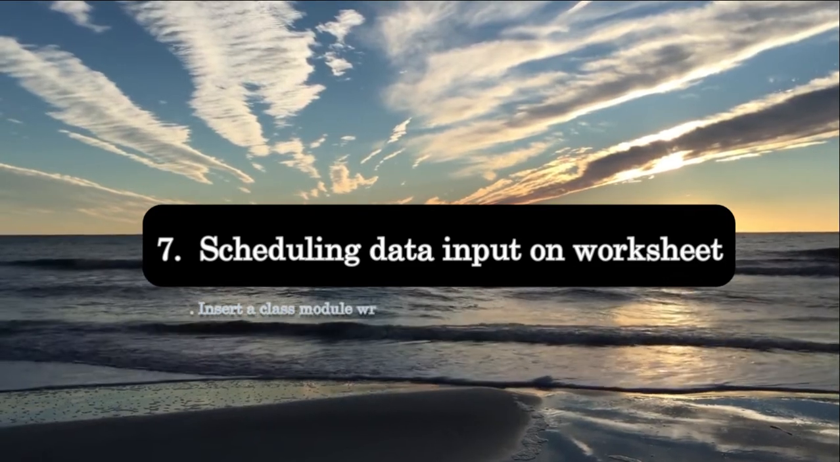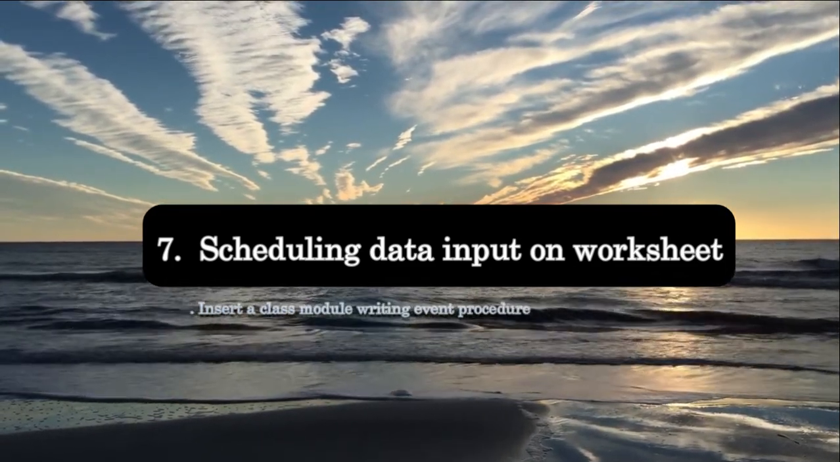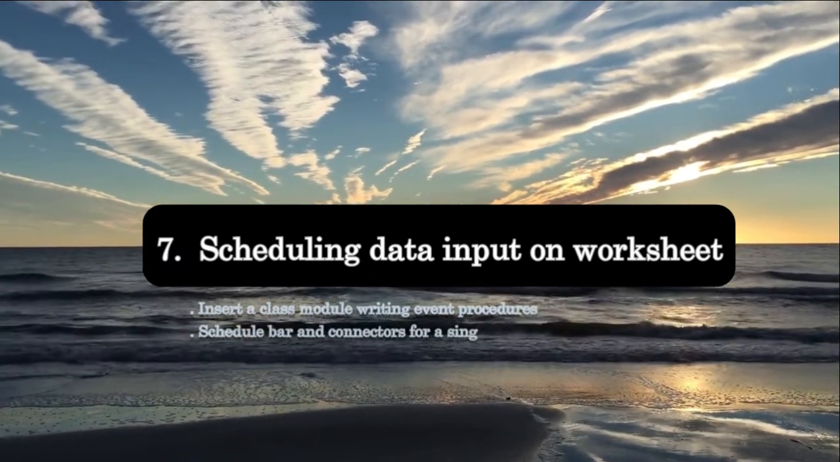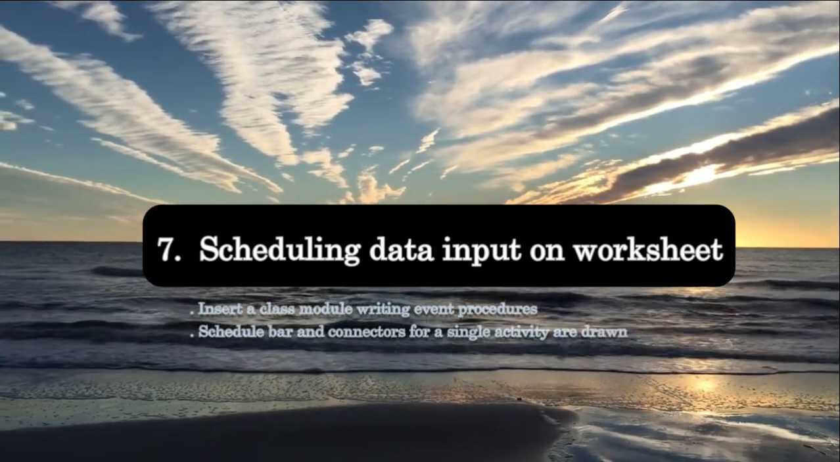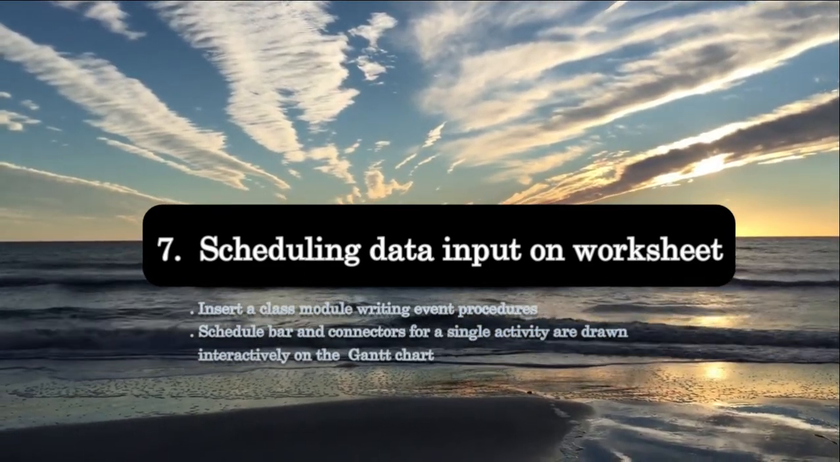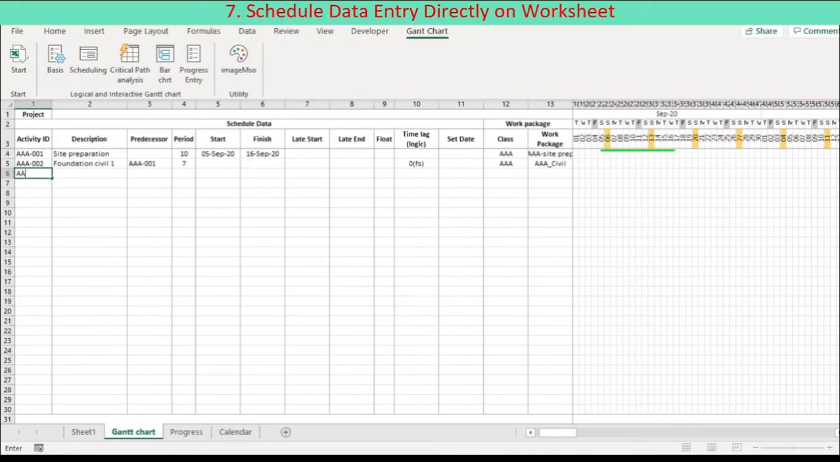Section 7 discusses how to build up schedule on the worksheet directly. Insert a class module writing event procedures in it. Schedule bar and connectors for a single activity are drawn interactively on the Gantt chart. This section, Section 7, discusses direct schedule data input on the worksheet. You can create schedule bar and connector interactively.